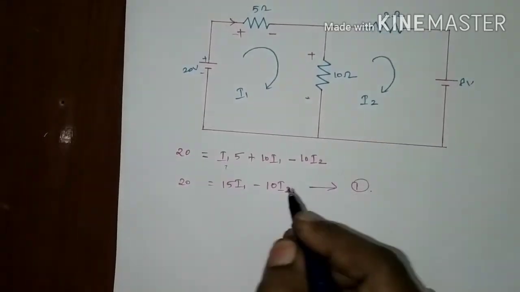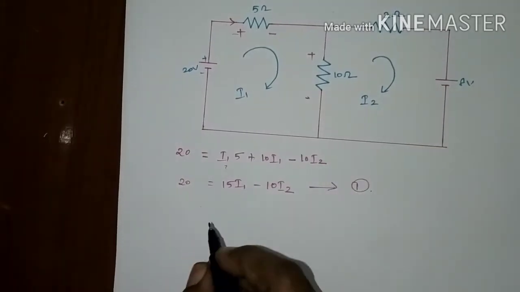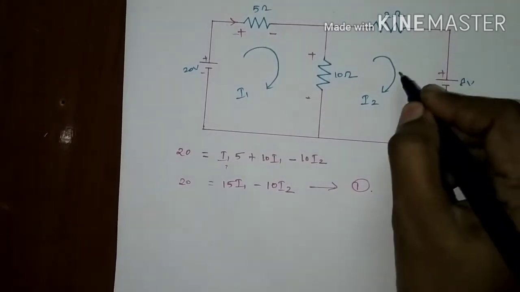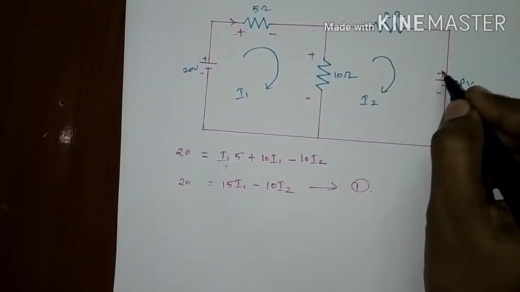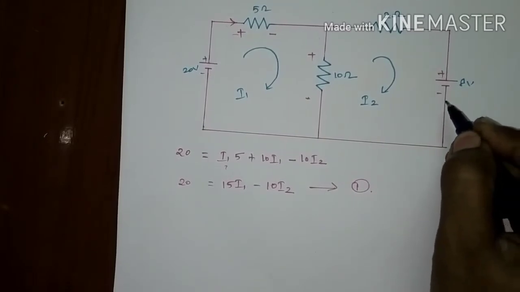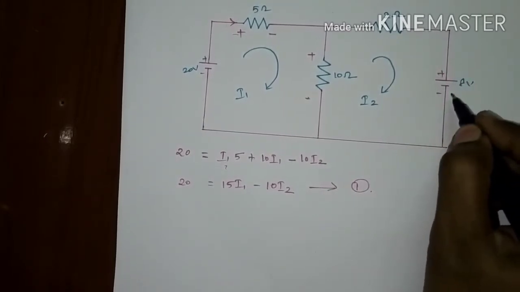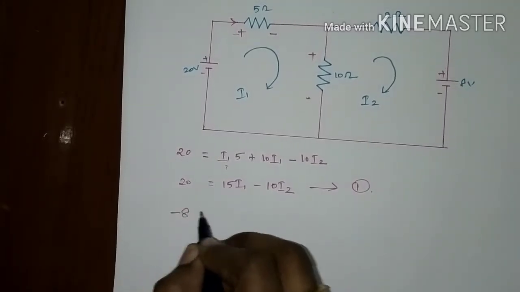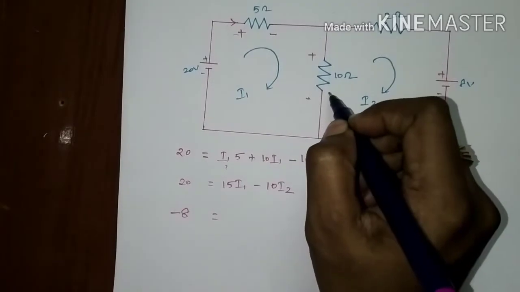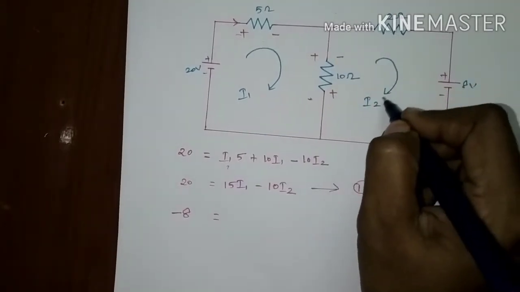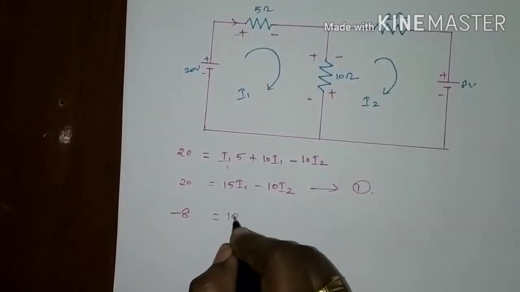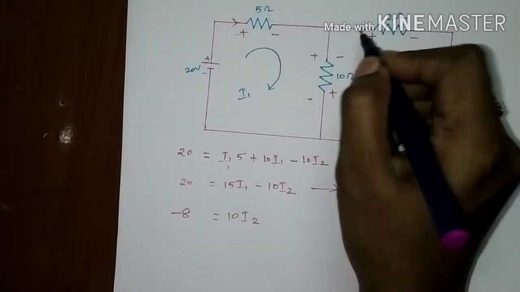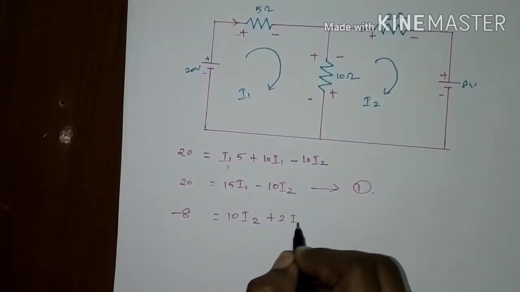In mesh 2, we will get the equation with the current flowing in clockwise direction. It is positive, negative. Here, the potential has been dropped. So, it is not an energy source. It is acting like a load here. So, the energy source is minus 8, which is equal to, the current enters the positive terminal and leaves the negative terminal as per I2. So, 10 into I2, and it enters the positive terminal and leaves the negative terminal. So, plus 2 into I2.